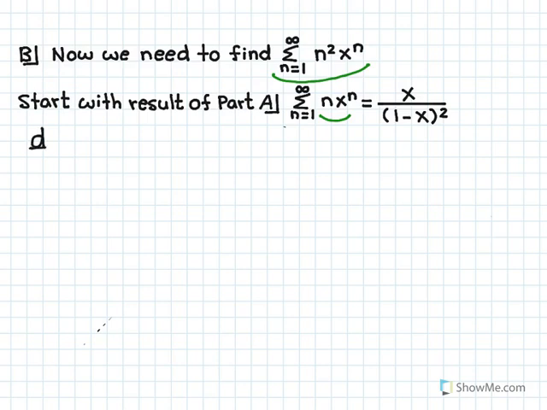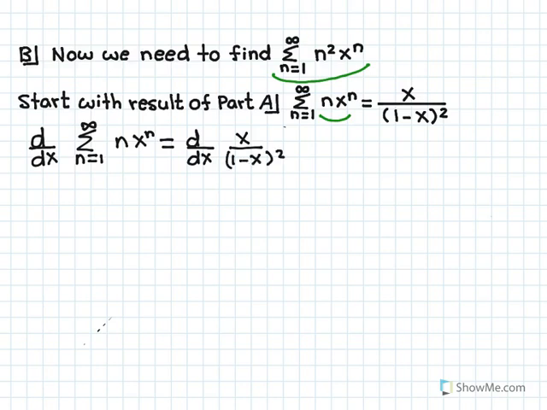So let's take the derivative, d dx, of summation n equals 1 to infinity n x to the n, is equal to d dx of the right-hand side, x divided by 1 minus x to the power of 2. Now, when we differentiate the summation, we apply the power rule. We get summation n equals 1 to infinity. Bring the derivative inside the summation and differentiate x to the power of n. So we get n times n. That gives us n squared. Subtract 1 from the exponent. We get n squared x to the power of n minus 1.